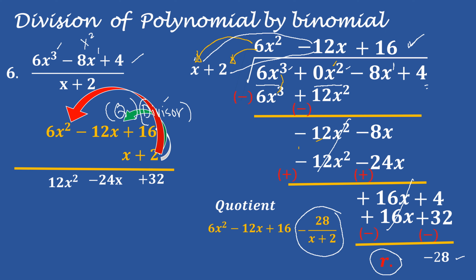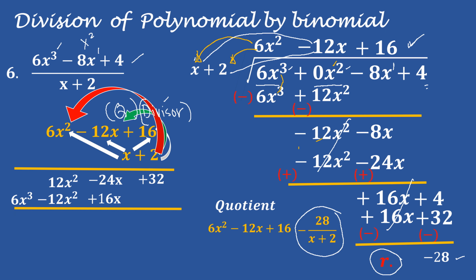So we will be distributing the x this time. So x times 16 will give us positive 16x. We were able to align it with the negative 24x because they are similar terms. Followed by x times negative 12x, which will give us negative 12x squared. And then the last one, 6x squared times x will give us positive 6x cubed.